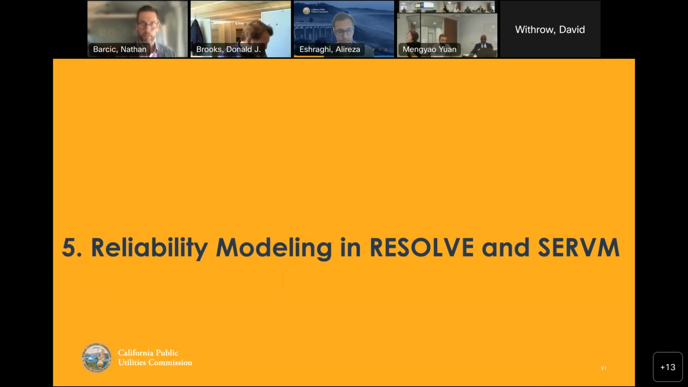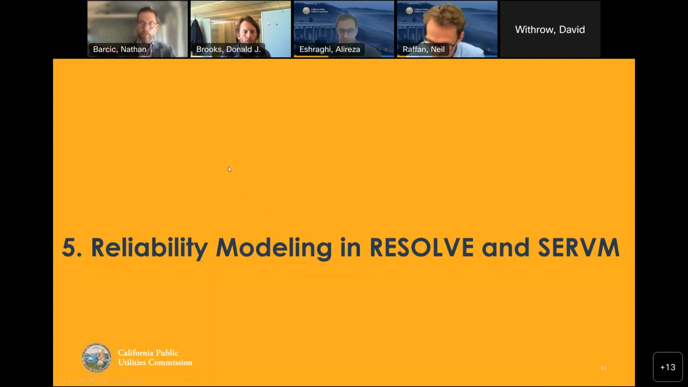So let's move on to the next section. We have section 5, reliability modeling, Resolve, and Servum, with two subsections under this: approach and inputs, and Resolve reliability updates. We only have around 35 minutes. So Neil, if we can manage to have 5 to 7 minutes for the first subsection and then around 25 to 30 minutes for the second subsection. Over to you, Neil. Got it.